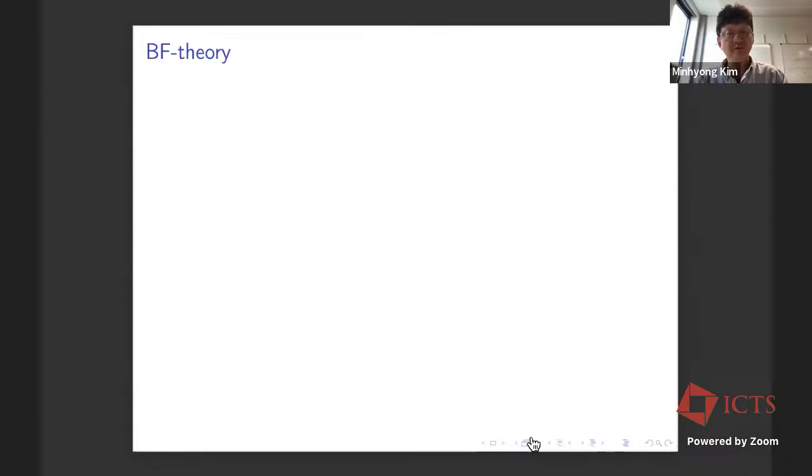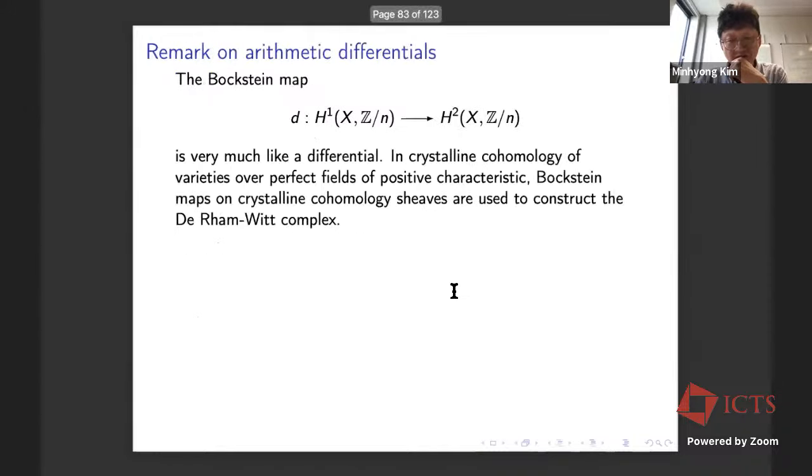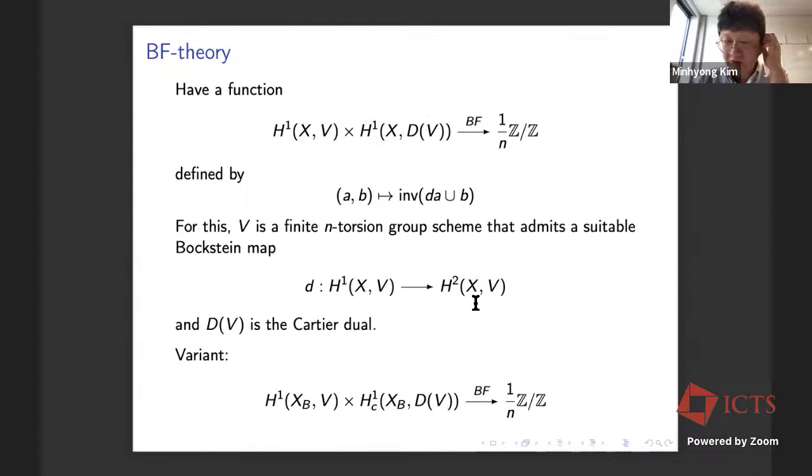Now here's another example. Slightly more abstractly, you can start with a finite n-torsion group scheme, and its dual group scheme. And under certain conditions, suppose, for example, this finite group scheme admits the Bockstein map. I guess I should have written it here, but in other words, you might have an extension like this, V by V. In that case, you would get a Bockstein. It would depend on the extension, of course, but you get a Bockstein map out of the situation.